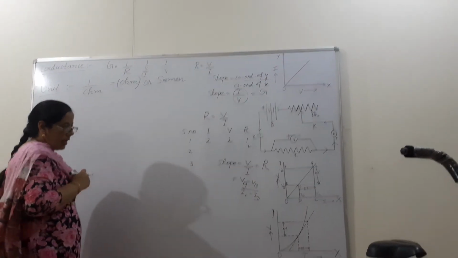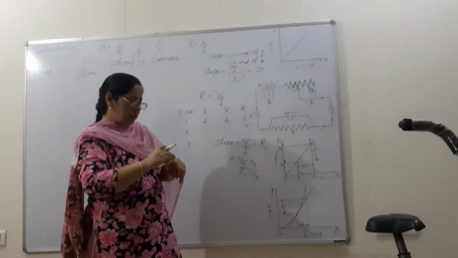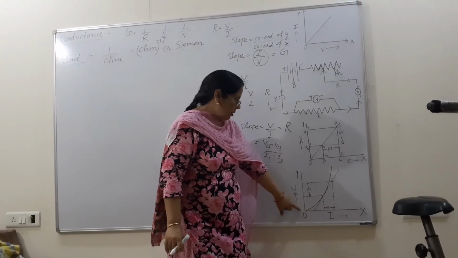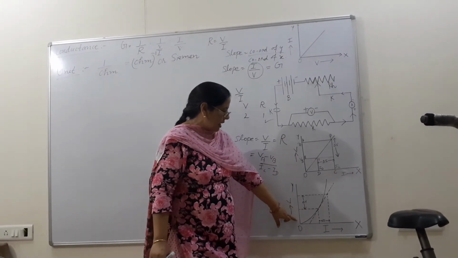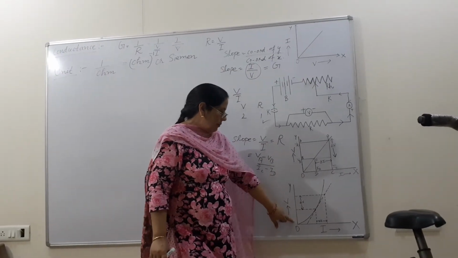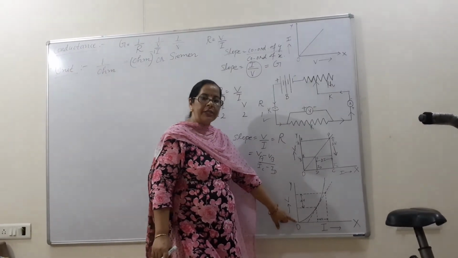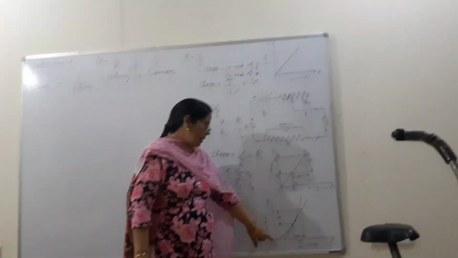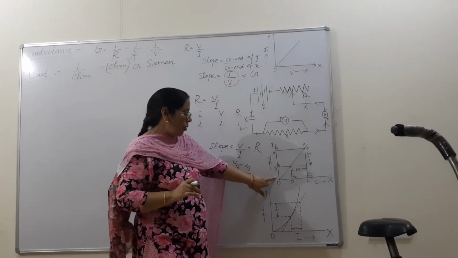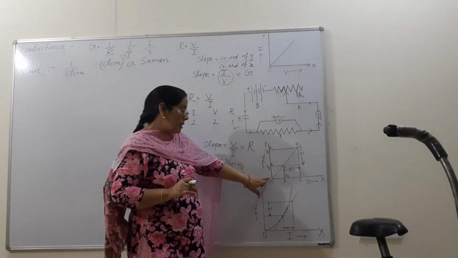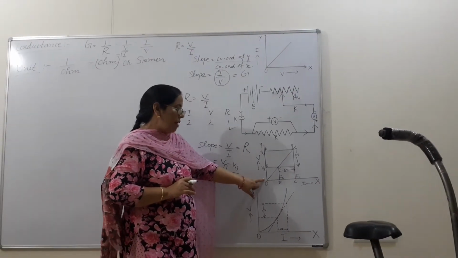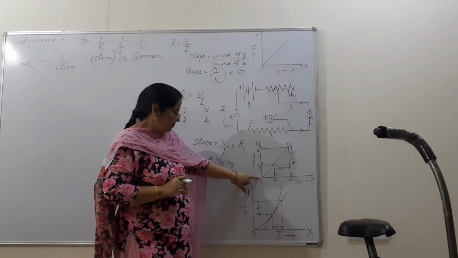Then beta, for the non-ohmic conductors or non-ohmic resistors, the VI graph will not be a straight line, it will be a curve. And that curve, maybe it is starting from the origin, or maybe it is not starting from the origin. So it is not necessary, but for ohmic, that is compulsory. The graph must start from the origin.